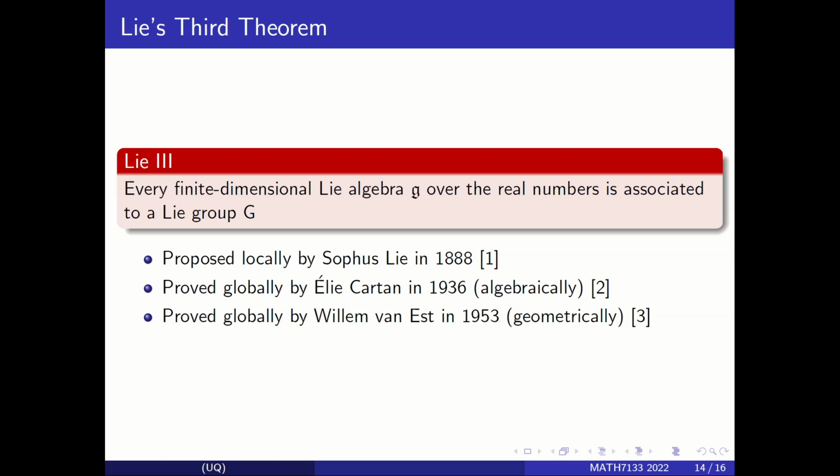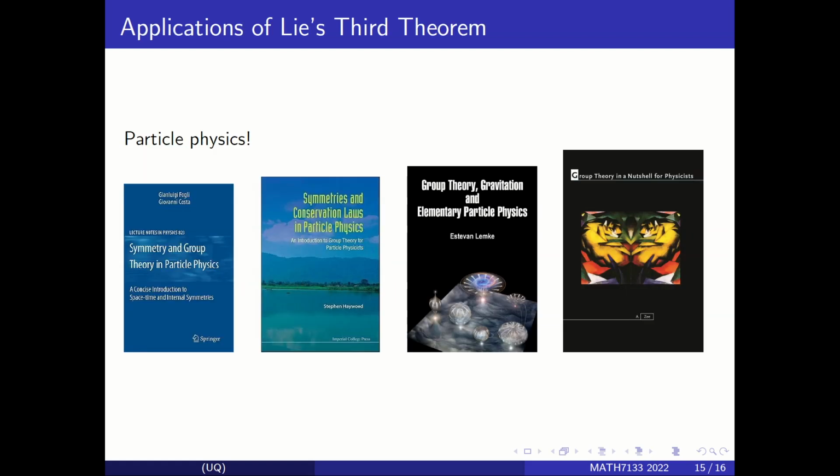This theorem was first proposed by Lie himself in 1888, but it wasn't until 48 years later that a global proof was first provided by Cartan. One nice application of this theorem relates to the study of particle physics. The various symmetries in particle physics can often be represented by Lie groups. Rather than studying the representation theory of these Lie groups, it can be computationally simpler to study the representation theory of the corresponding Lie algebras instead.